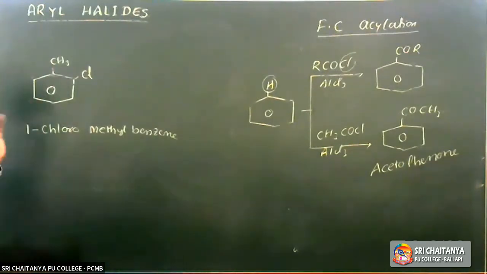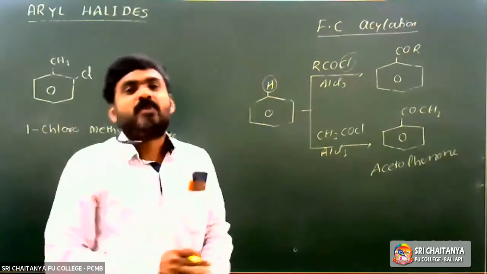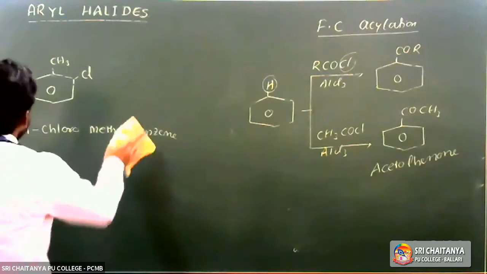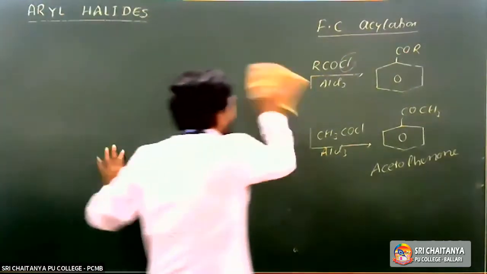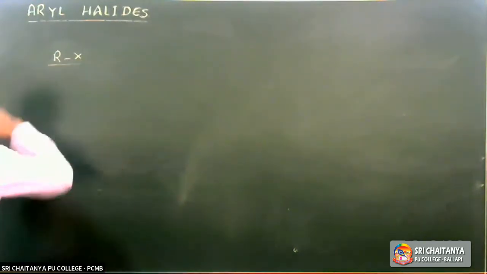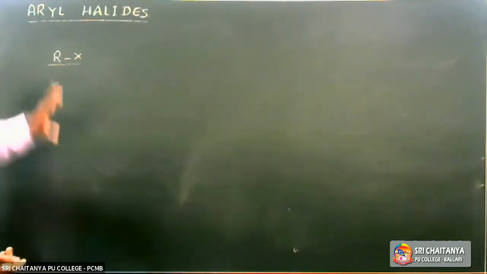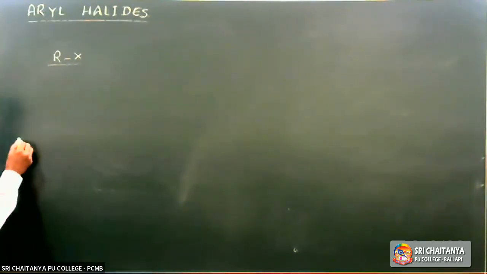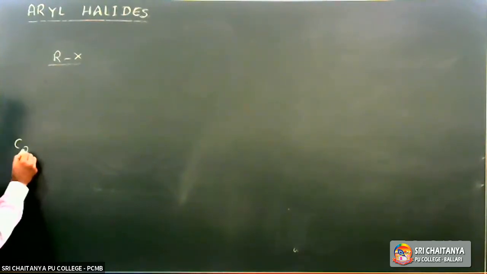Next, methods of preparation of haloarenes or alkyl halides. How are chlorobenzene, bromobenzene or iodobenzene prepared? First, alkyl halides. The preparation, properties and uses of alkyl halides are already completed. How are alkyl halides mainly prepared? Alkyl halides are mainly prepared from alcohol.